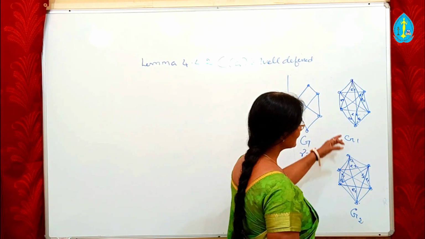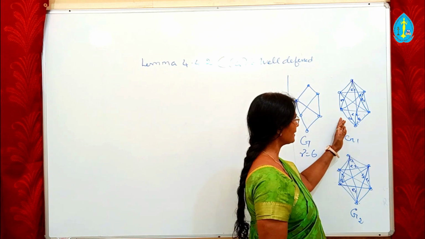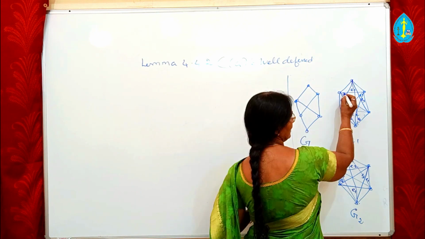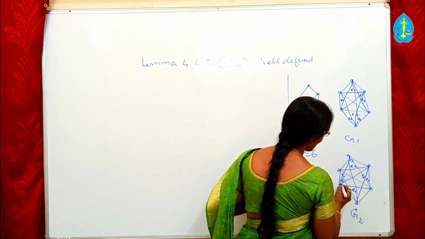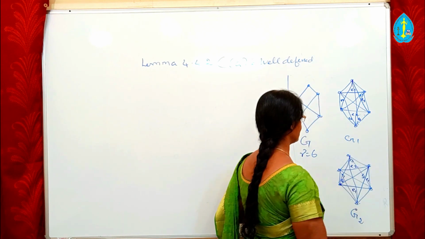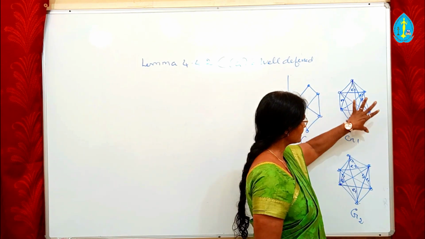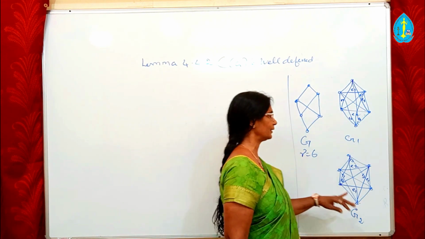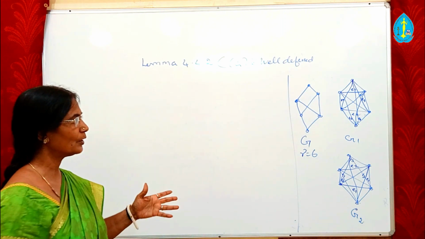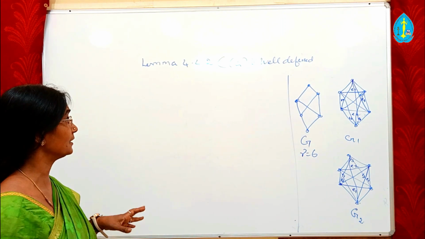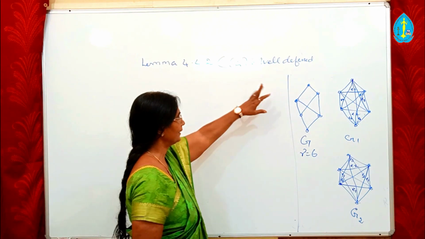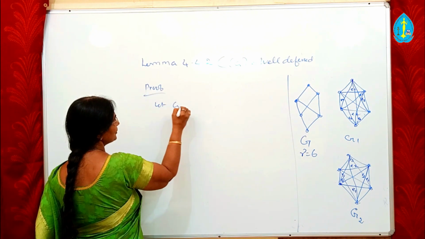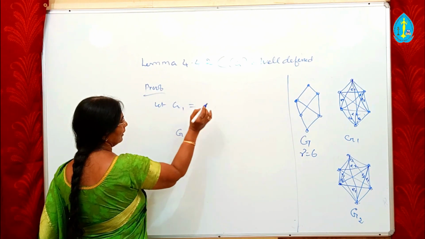Here G1 and G2 are the same graph, but the sequence of edges we joined is different. Here the first edge E1 joined is this edge. Here the first edge I joined is this edge. So all the edges are the same in G1 and G2, but the order of joining is different. But lastly we got that G1 and G2 are the same closure of G. That is known as C of G is well defined. So, proof of the lemma. Let G1 and G2 be the closure of G.